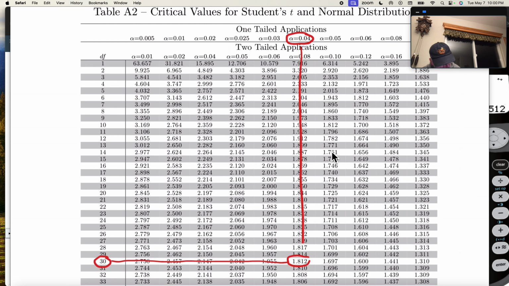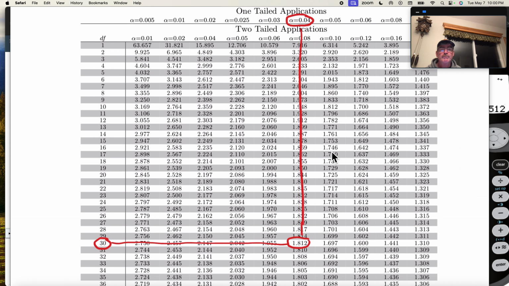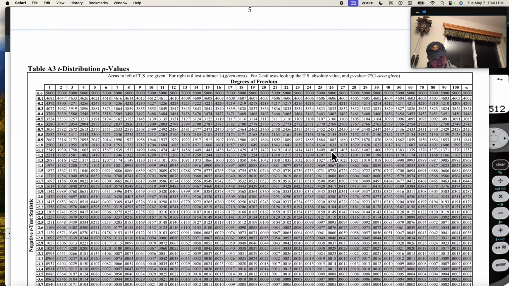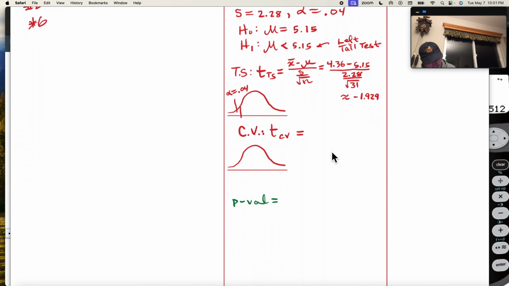So I think we have it, 1.812. Now that's a positive number. We're doing a left tail test, so we're going to make this negative. Again, it's 1.812. So let's go down, put that in. I'm going to make it negative. Okay, like that.